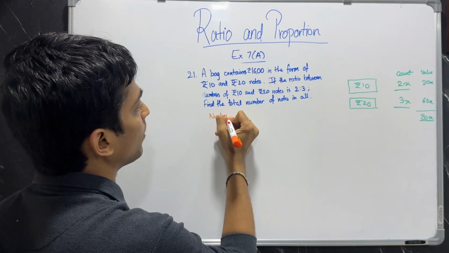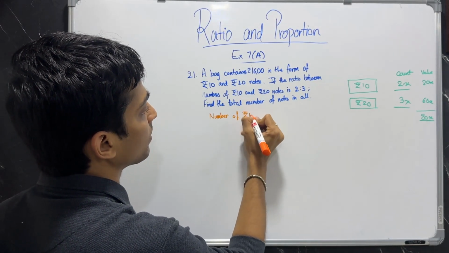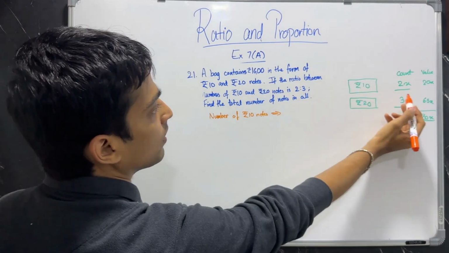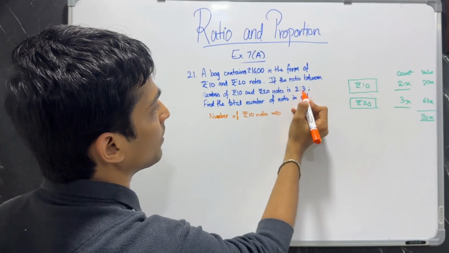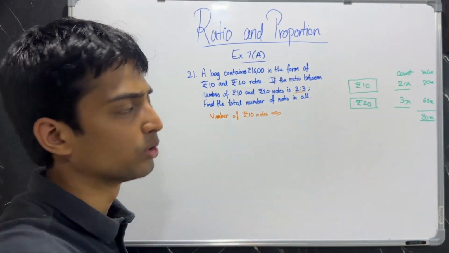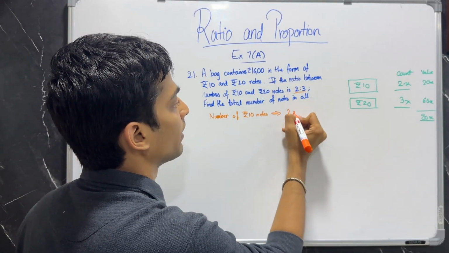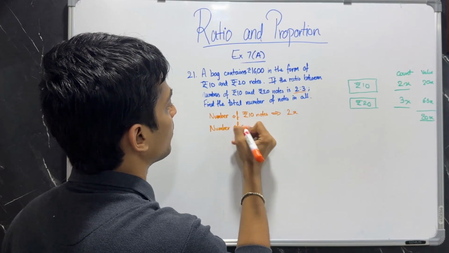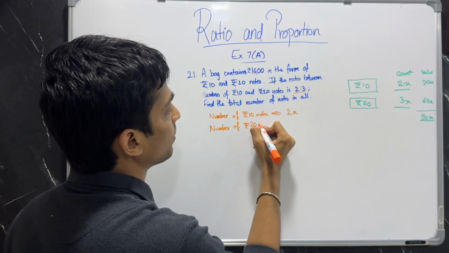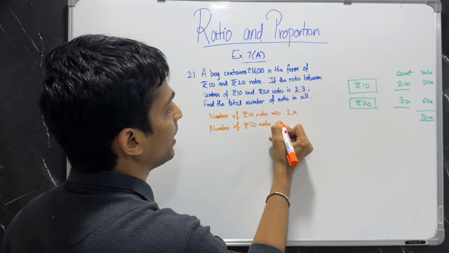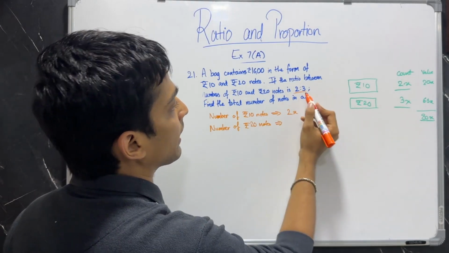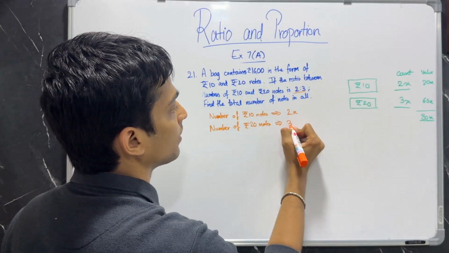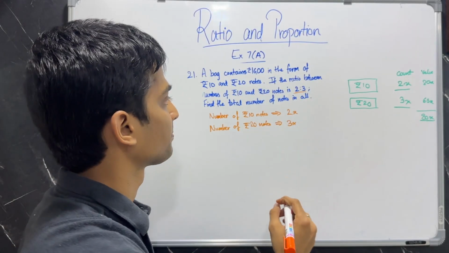Number of 10 rupee notes is how much? 2x, because the ratio is 2:3 and we assume common factor to be x. So 2x. Number of 20 rupee notes is how much? How many 20 rupee notes are there? There are in the ratio 2:3, so 3x. So 3x amount of notes are there.